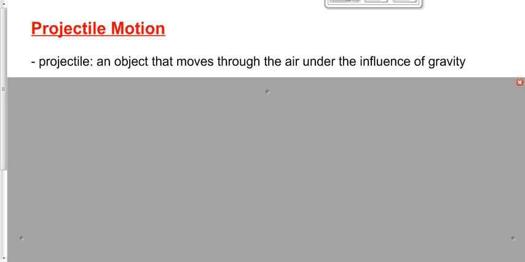First of all, let me tell you what a projectile is. It's an object that moves through the air under the influence of gravity. So if I toss a ball up in the air, if you're a football player and you toss a football, that football is a projectile. If you kick a soccer ball, it's a projectile. If you're riding your bike across the street and you jet out into traffic and somebody hits you, then you're a projectile. Anything that moves through the air under the influence of just gravity would be considered to be a projectile.